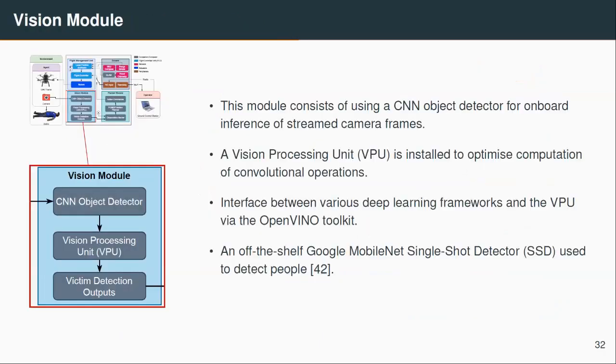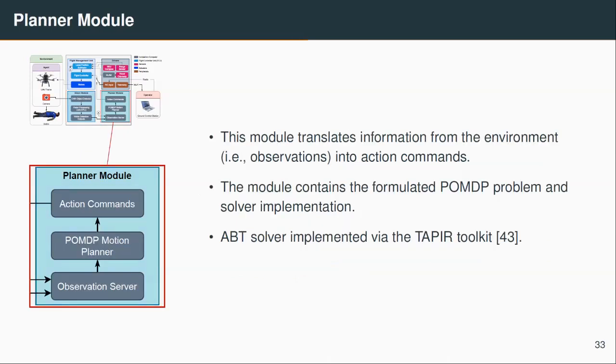So the vision module conducts onboard inference of a convolutional neural network. In this case, we are using a vision processing unit that is in charge of allocating and computing convolutional operations rather than using resources from a CPU or a GPU. In this implementation, we use the OpenVINO toolkit to convert and optimize convolutional neural networks that can be used with this hardware, the VPU. In cluttered indoor environments, we use an off-the-shelf MobileNet SSD to detect people.